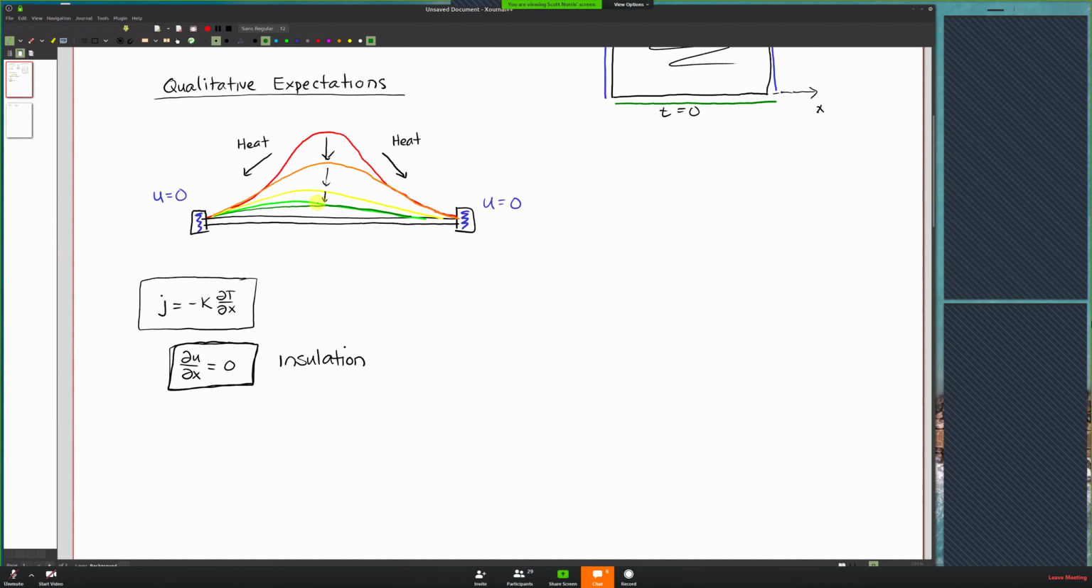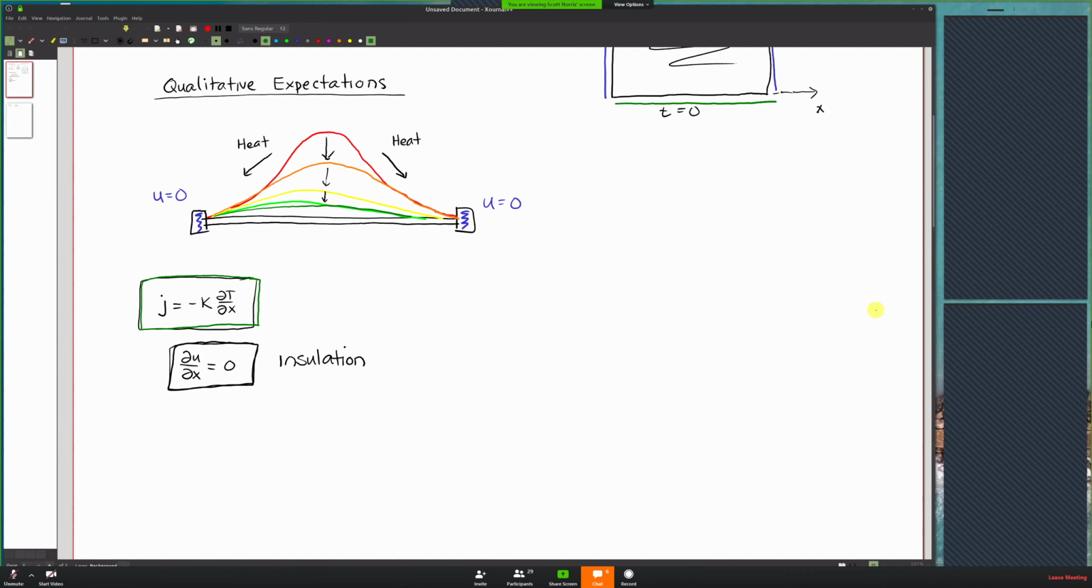Because the slope, I'm sorry, I can't draw. The slope is getting smaller and smaller, so the rate of heat flux is getting lower and lower. And so this whole process sort of slows down as we get closer and closer to a uniform heat distribution. Okay? So that intuition can all come from Fourier's law of heat conduction right here.